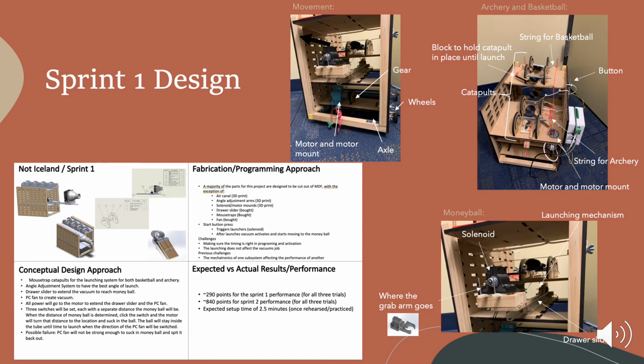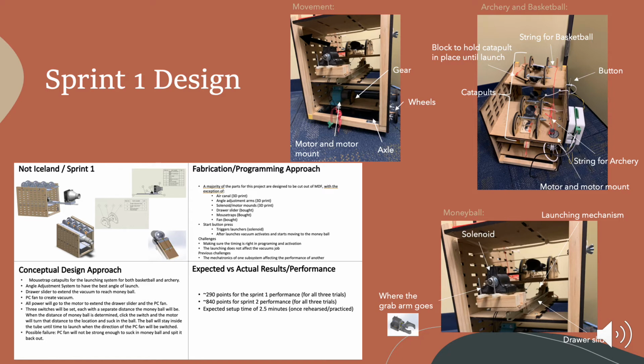This is our Sprint 1 design. You can see in the bottom left corner that we have the CAD for it. You can see the 4 mouse traps on top with the angle adjustment arms attached with each. And in the bottom right of that, you can see the ball holder that would go onto each of the mouse traps that actually holds the balls to launch them. And then you also see the rack and pinion system with the PC fan and vacuum attached to it.